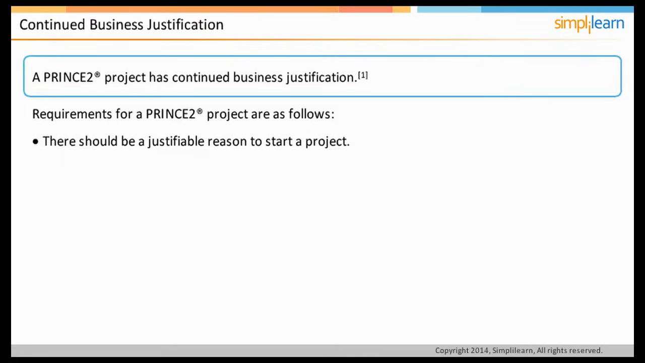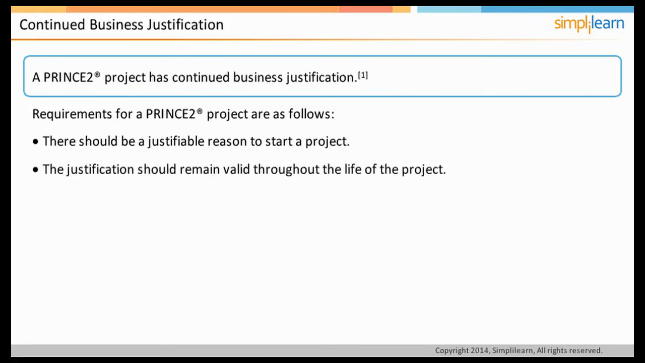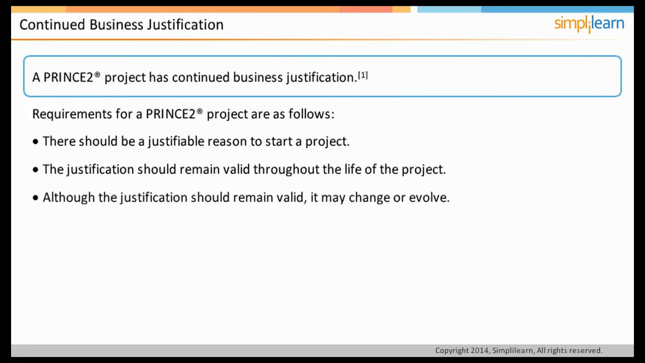In this example, there is a justification why the current system should be changed. The justification is that the new system will process orders faster and make customers happier, leading to a possible increase in repeat orders. This justification should remain valid throughout the life of the project and should be documented and approved. Although the justification should remain valid, it may change or evolve.